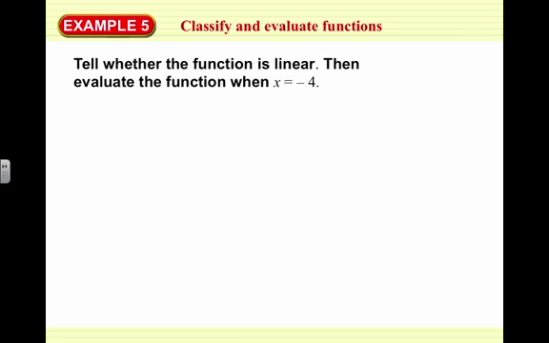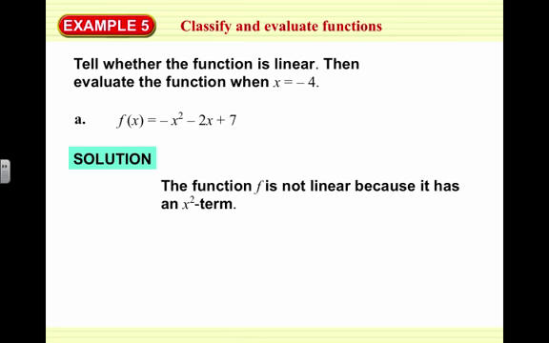Alright, so we want to tell whether the given function is linear and then evaluate the function when x equals negative 4. So we're going to identify whether it's linear or not. Okay, f of x equals negative x squared minus 2x plus 7. If we didn't have that x squared term, we'd be good to go, but that negative x squared term means that this is actually quadratic. It's not linear. The function f is not linear because it has an x squared term, but we're still going to evaluate it when x equals -4.